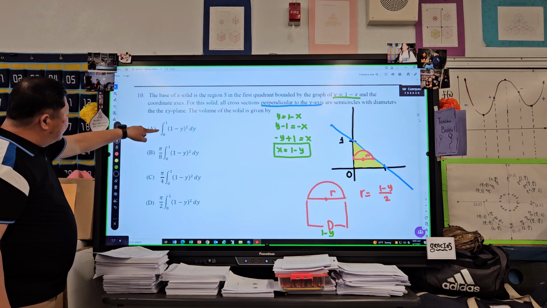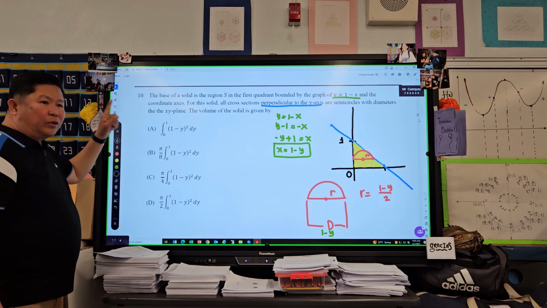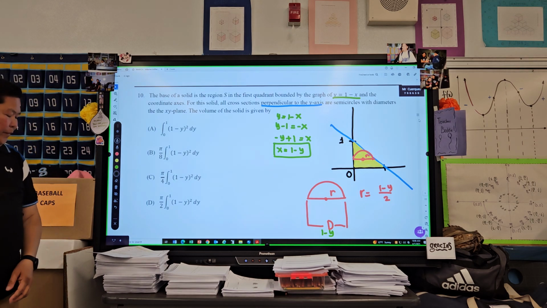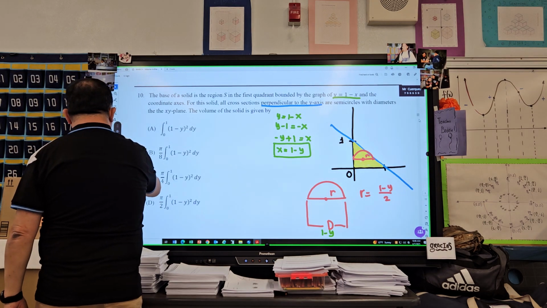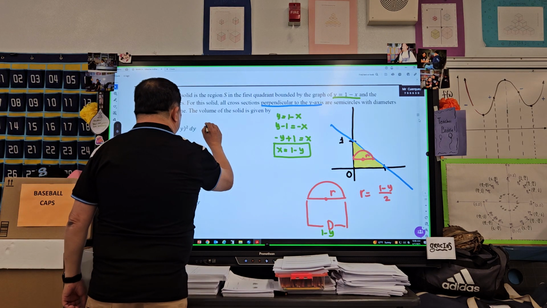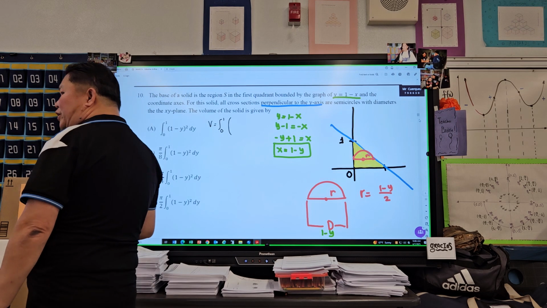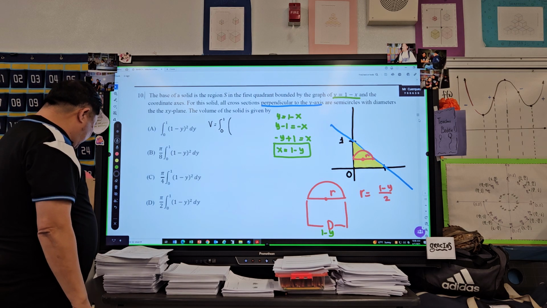Are these options of integration all from 0 to 1? Right? So again, what's the formula for volume? Volume is equal to the integral from 0 to 1 of pi r squared over 2. Okay guys? Pi r squared over 2.